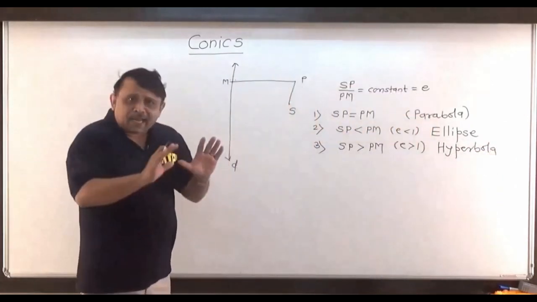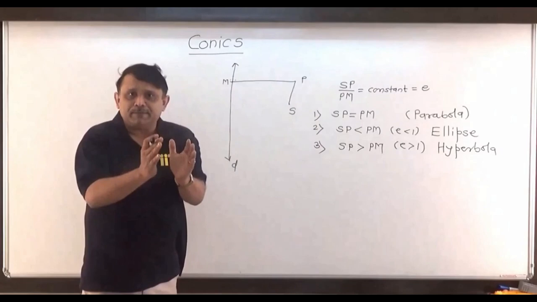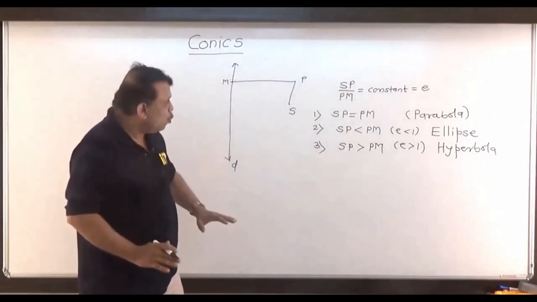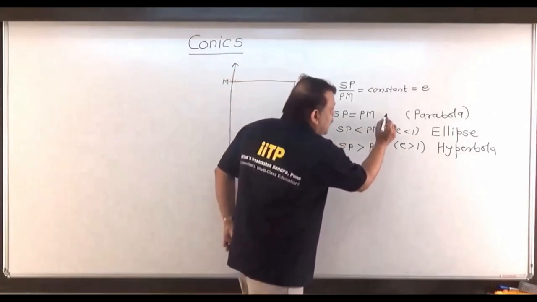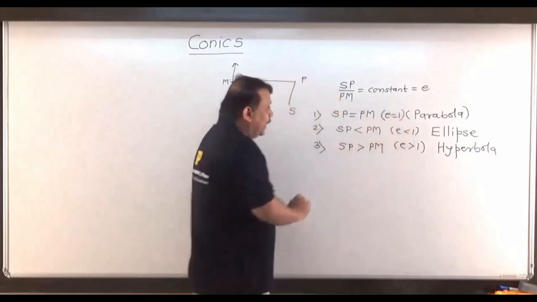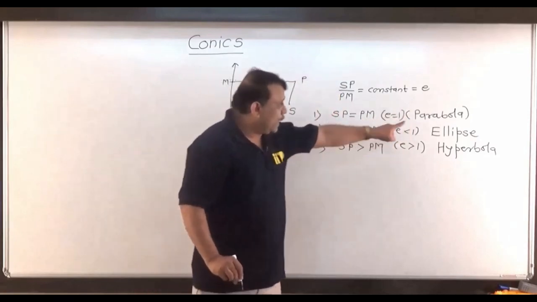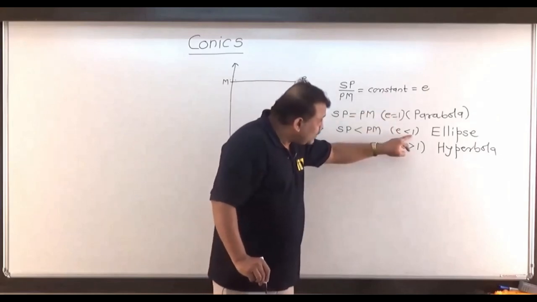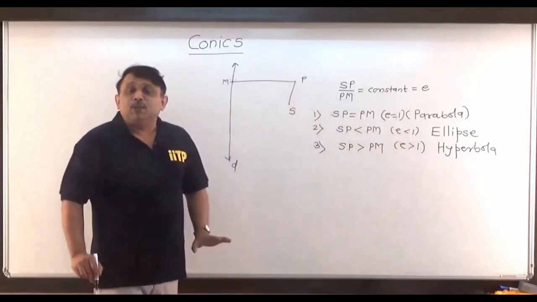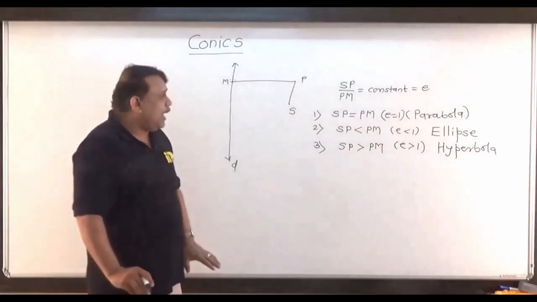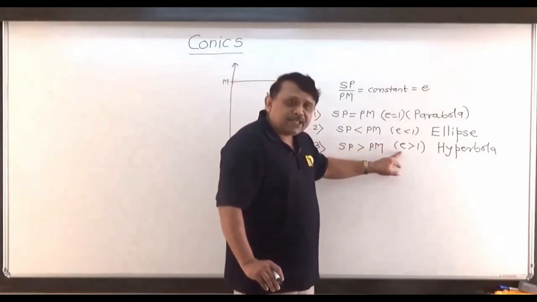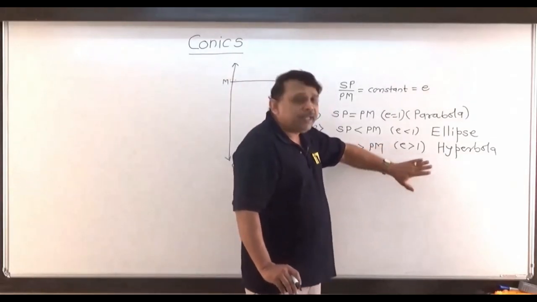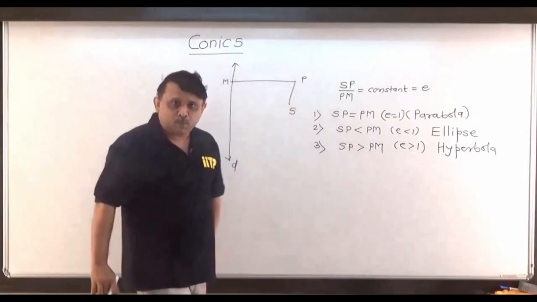So, one can classify the conic in 3 categories. Whenever the eccentricity is equal to 1, we call the conic a parabola. When the eccentricity, this constant ratio, is less than 1, the conic is called an ellipse. And whenever the eccentricity E is greater than 1, the conic is called a hyperbola.